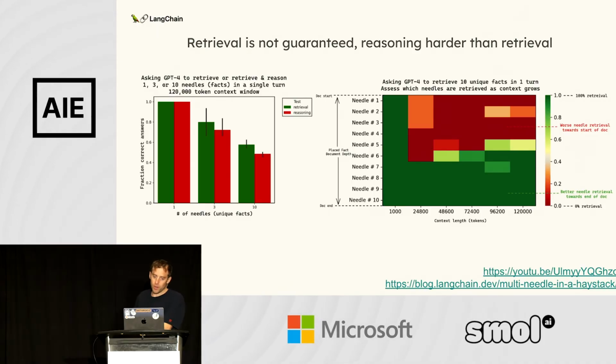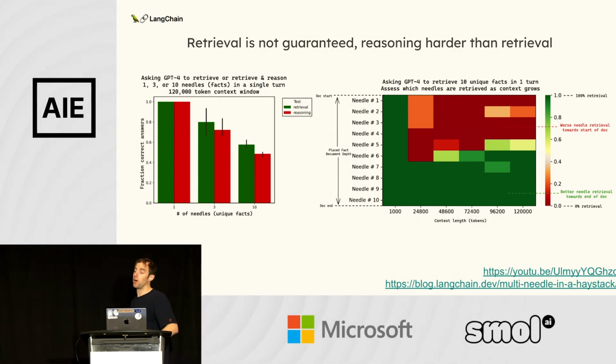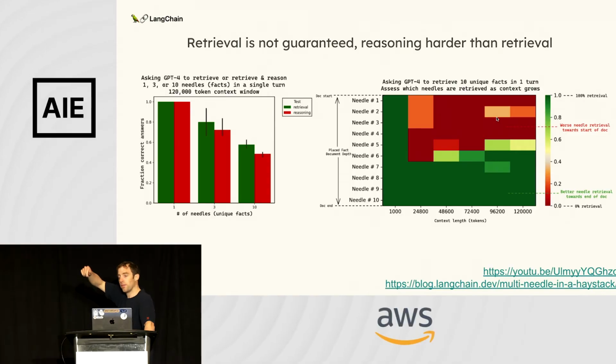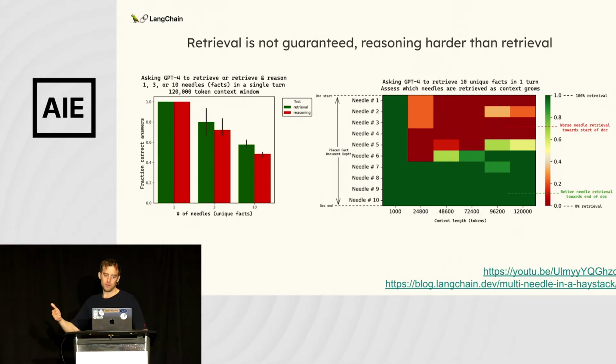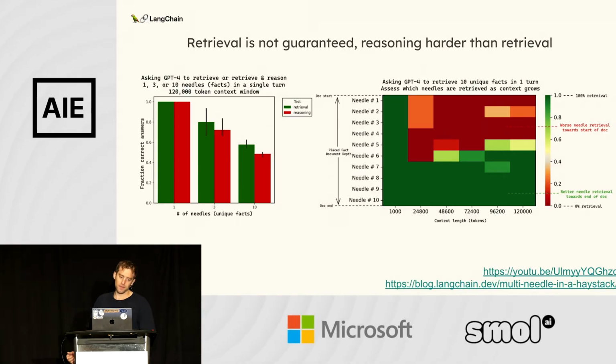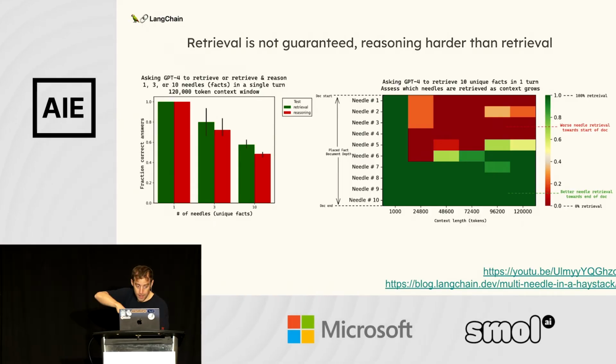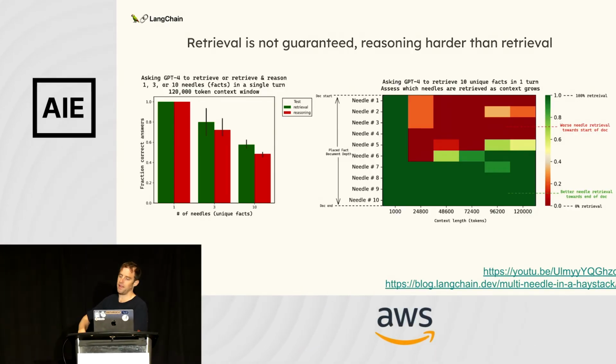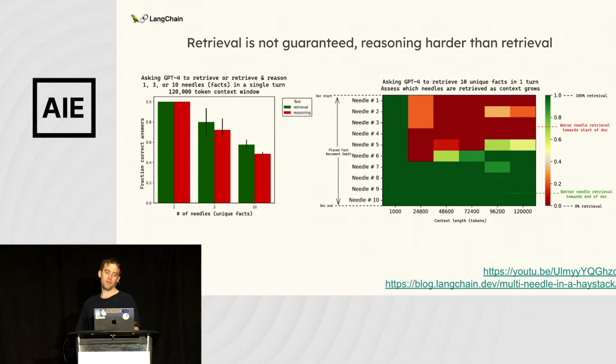I looked at this with Greg, and we did something even harder. We tested multiple fact retrieval: can you retrieve 1, 3, or 10 different facts from the context? This was using GPT-4 Turbo, single turn. On the x-axis you can see the fraction of the needles it can get, and on the y-axis is the number of needles: 1, 3, or 10. Green versus red is retrieving versus retrieving and reasoning. Reasoning is a little bit harder than just retrieving.